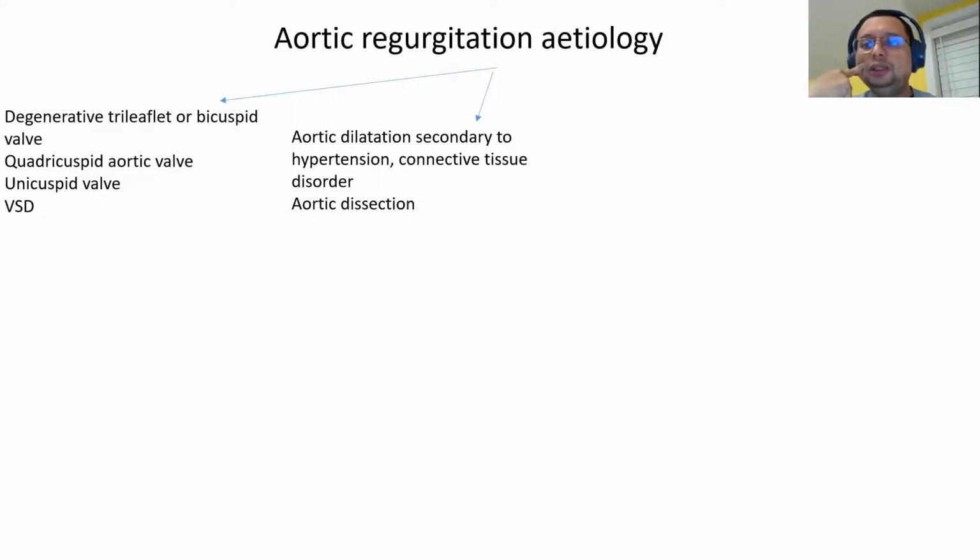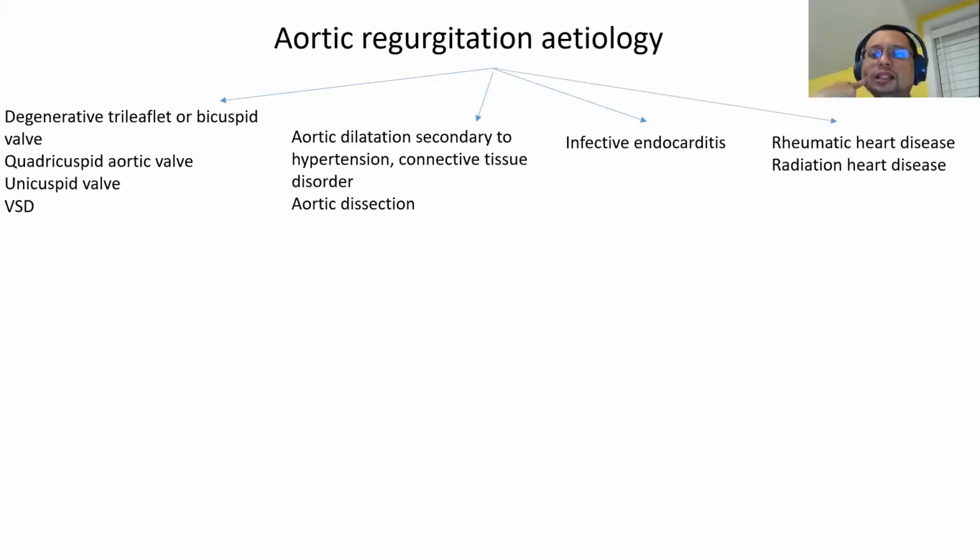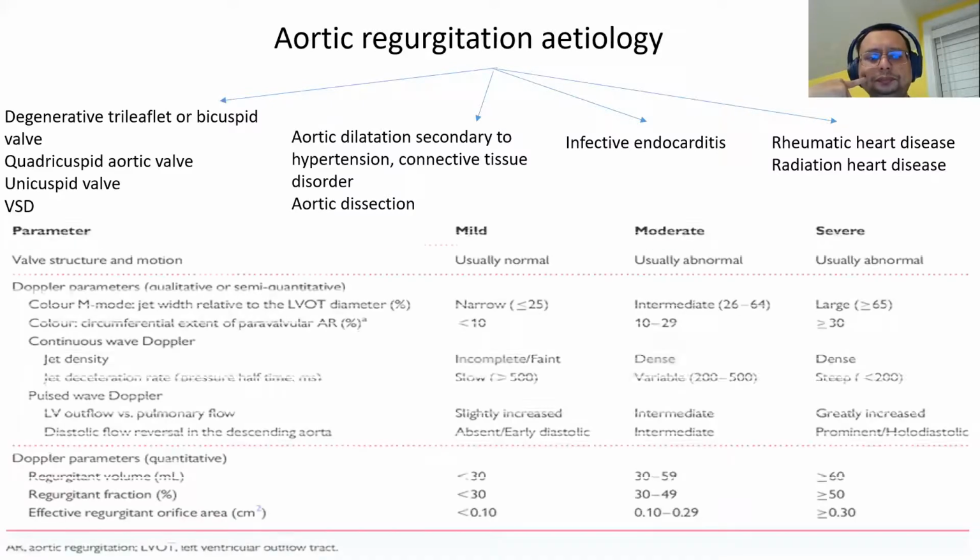So remember the aortic root, i.e. from the annulus to the sinotubular junction, the leaflet actually expands from the root to the sinotubular junction. That's why even if you have dilatation of the ascending aorta alone, because the ascending aorta includes the sinotubular junction, you can have aortic regurgitation. And of course, infective endocarditis can cause acute severe aortic regurgitation. And lastly, in Malaysia, especially rheumatic heart disease, and also remember radiation heart disease can also cause aortic regurgitation.